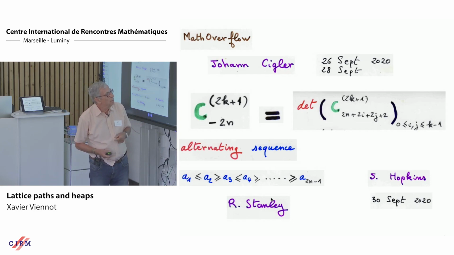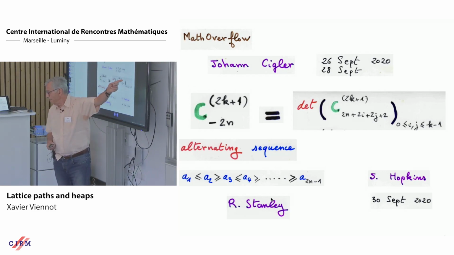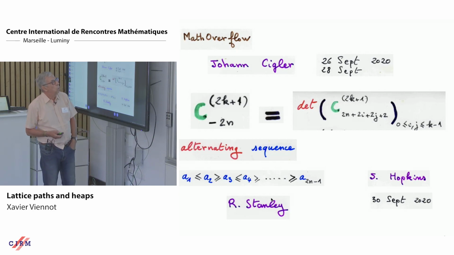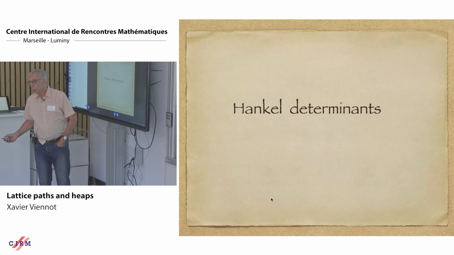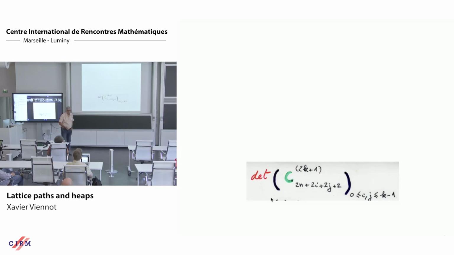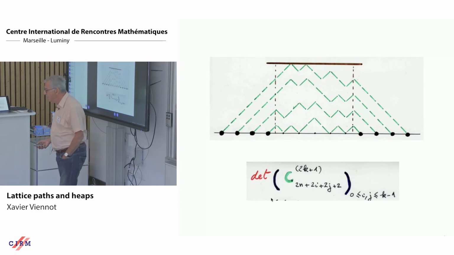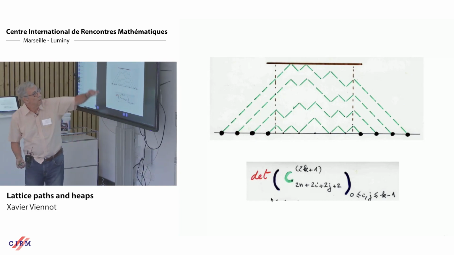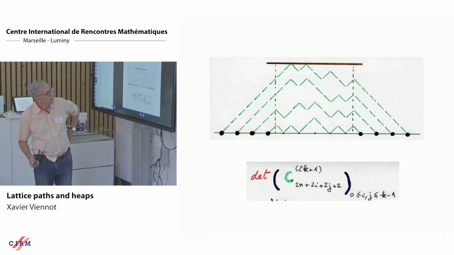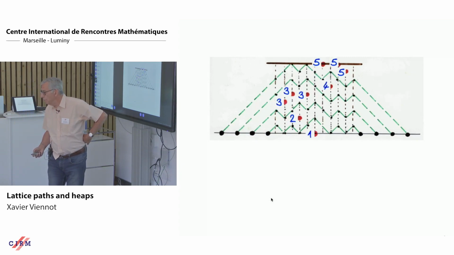And then Hopkins showed immediately, also on MathOverflow, that these alternating sequences are in bijection. They are given by this determinant. So this determinant is the Hankel determinant. There is a well-known theorem which tells you that the determinant is interpreted by non-crossing paths. And you see it is bounded by a certain height, 2k plus 1, and these non-crossing paths are in bijection with this sequence of blue numbers.